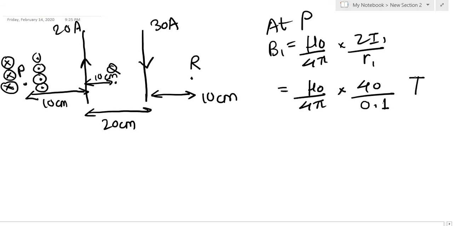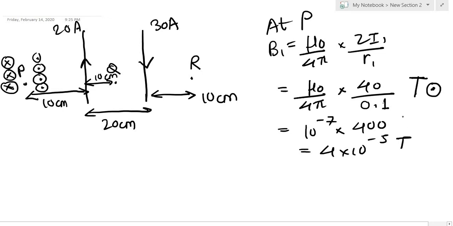Unit of magnetic field is Tesla, and as I said, it's emerging, so you can just put this sign beside it. And just evaluate this if you want. This is 10 to the power of negative 7. This will just become 400. So this is 4 into 10 to the power of negative 5 Tesla, and it emerges at P.